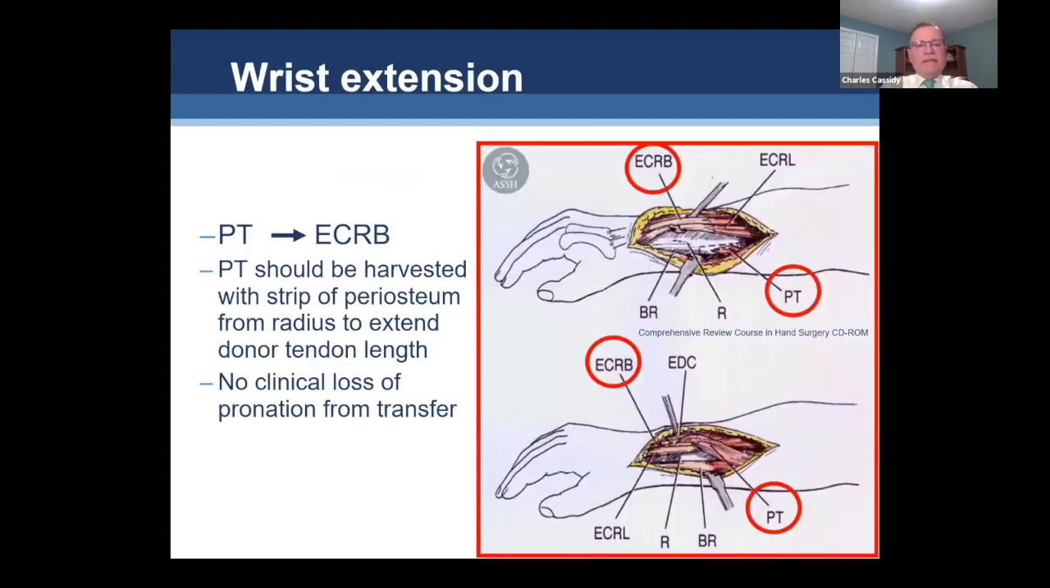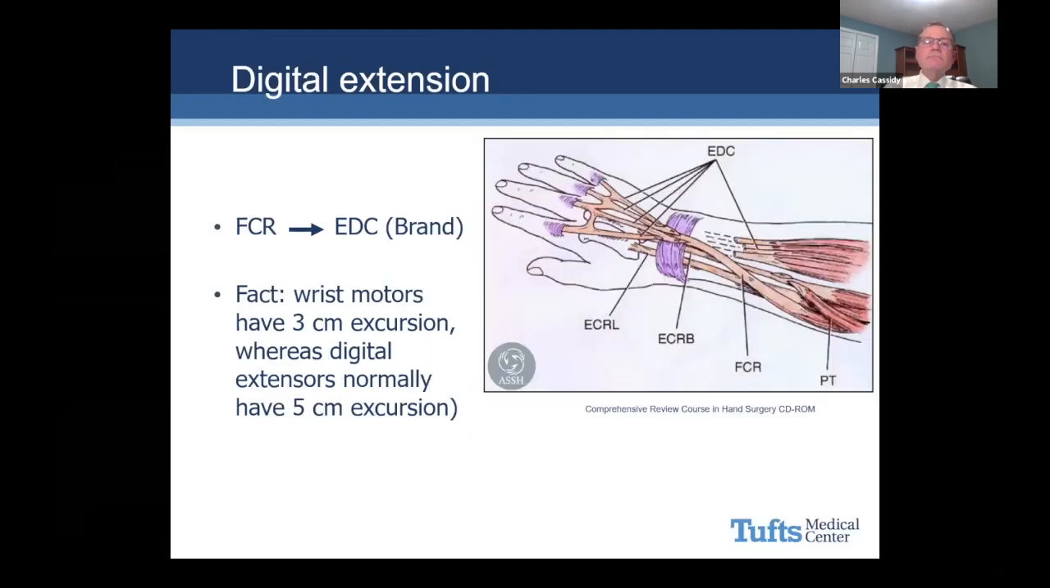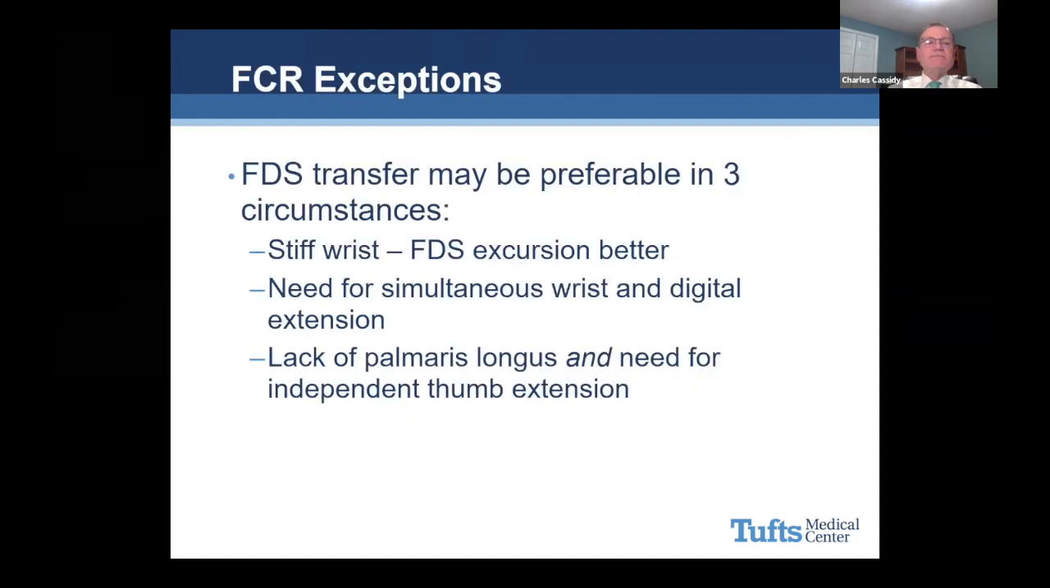So pronator teres to ECRB: the pronator teres should be harvested with a strip of periosteum because the tendon itself is quite short. And so this will help to extend the length of the transfer to suture into, and there's no clinical loss of pronation from this transfer. And then the FCR to EDC, as you can see here, as Chai illustrated in the last talk, around the radius. Remember that the wrist motors have 3 centimeters of excursion, whereas the digital extensors normally have 5. So we're relying on tenodesis of the wrist to augment or step up the extension of the digits.